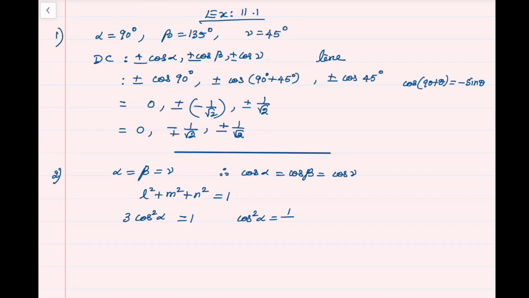Cos square alpha is 1 over 3. Therefore, cos alpha is plus or minus 1 divided by root 3. Therefore, the direction cosines of the given line are plus or minus 1 by root 3, plus or minus 1 by root 3 and plus or minus 1 by root 3. Because we are writing the direction cosines of a line, we are writing two sets of answers.